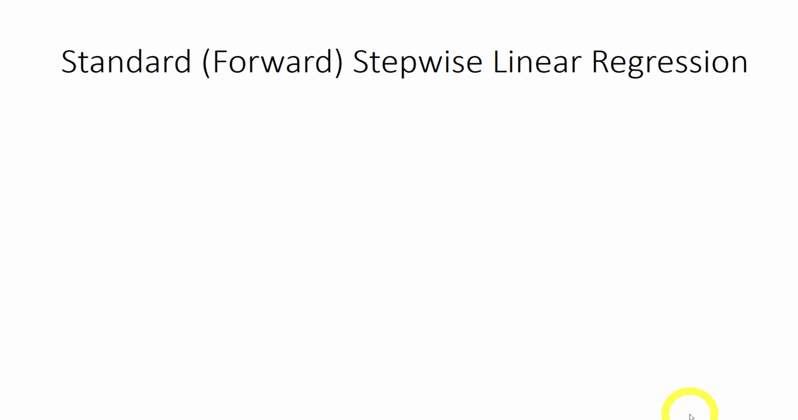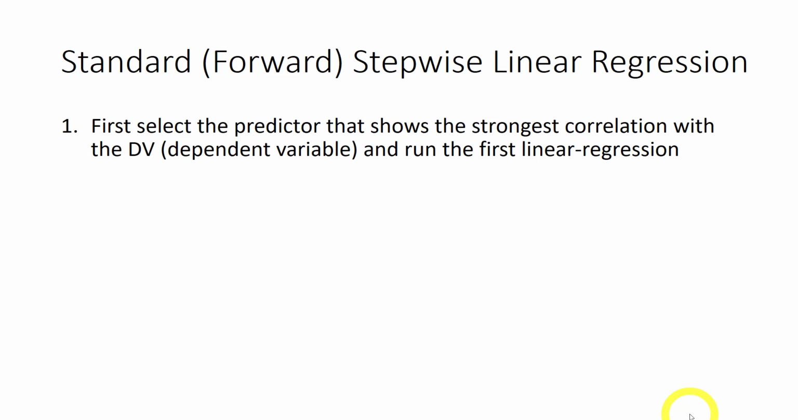So let me give you a very quick idea of the standard stepwise linear regression. And I'm going to explain how the forward stepwise process works, which is the most commonly used. The first thing that stepwise linear regression does is to select a predictor that shows the strongest correlation with the dependent variable and run the first linear regression. So it's going to find out the predictor among the candidates that has the highest correlation with the dependent variable and will run that linear regression.